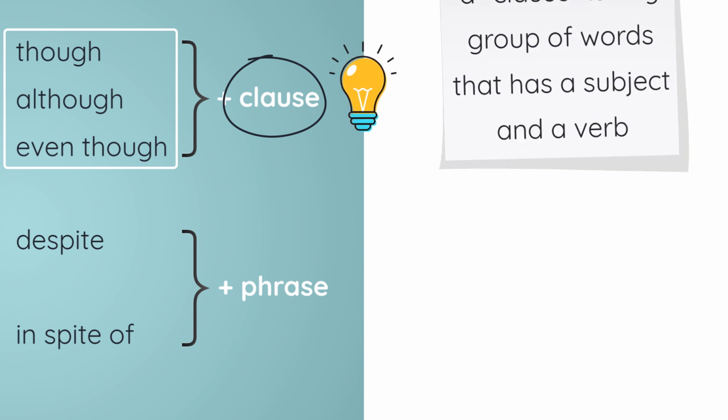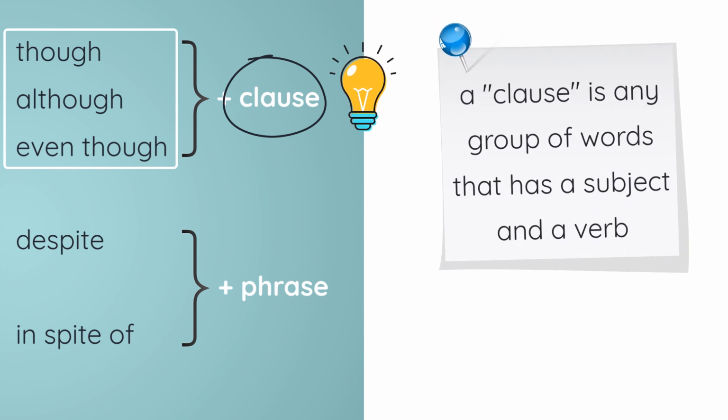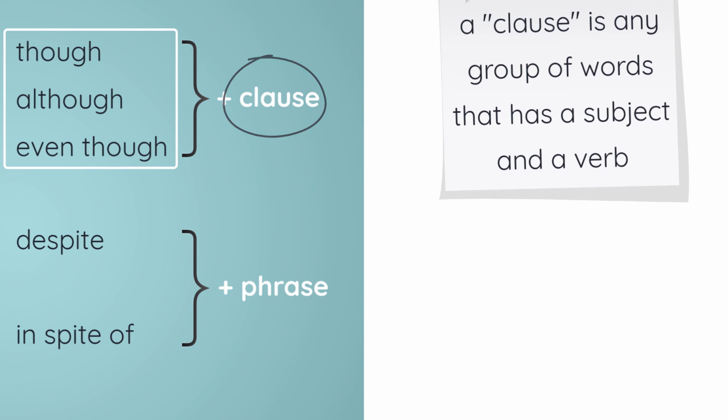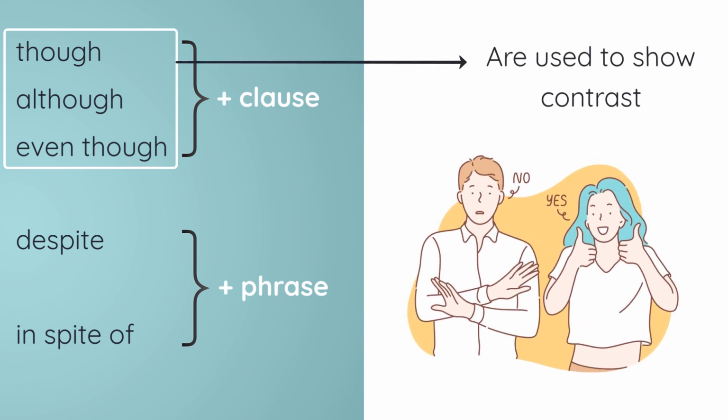These three, though, although, and even though, are used with adverb clauses. Now, just to refresh your memory, what is a clause? A clause is any group of words that has a subject and a verb. It must have a subject and a verb. And these three are used to show contrast.